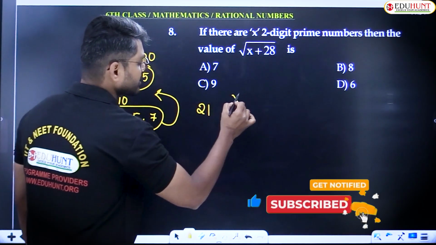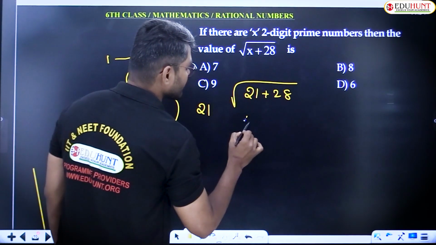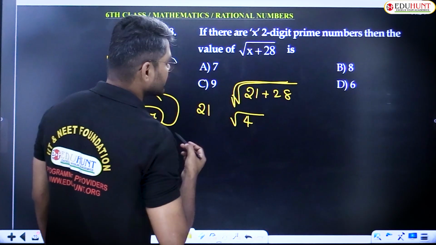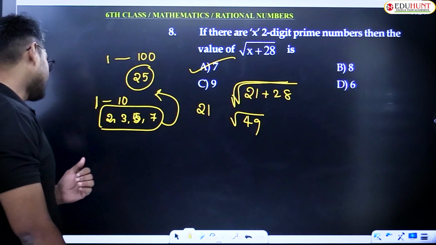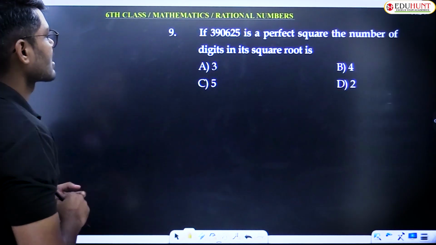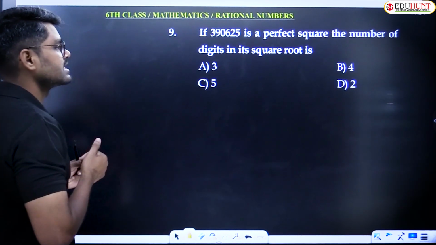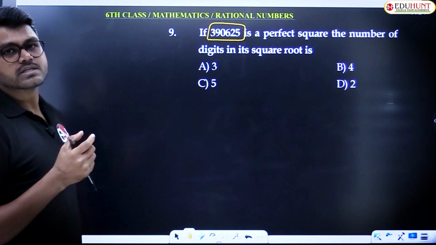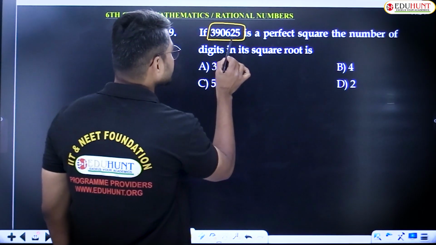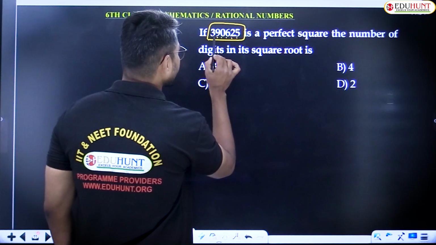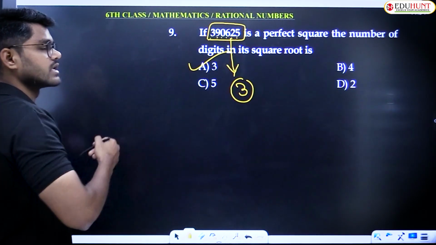Square root of 21 plus 28. That is 49. Square root of 49 is 7. Okay. Let's see the next question. 390625 is a perfect square. Find the number of digits in its square root. For every 2 digits, there is one digit in the square root. How many digits are there? 1, 2, 3, 4, 5, 6. So there must be 3 digits only in the square root of that number.